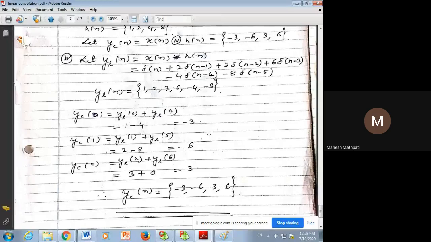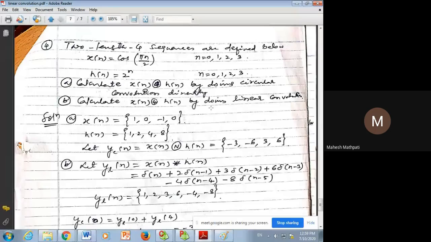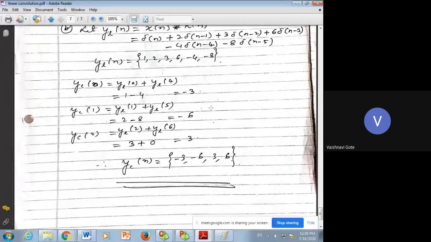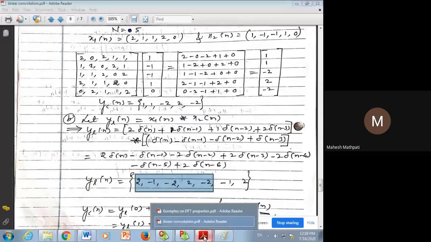Finished? Can I move further? Yes, sir. Okay, so we will take our next example. Any confusion here? Calculating linear convolution, converting linear convolution into circular convolution, calculating circular convolution, and converting circular convolution to linear convolution. Any difficulty? No, sir. Okay, so let's take one example, which is again very important.